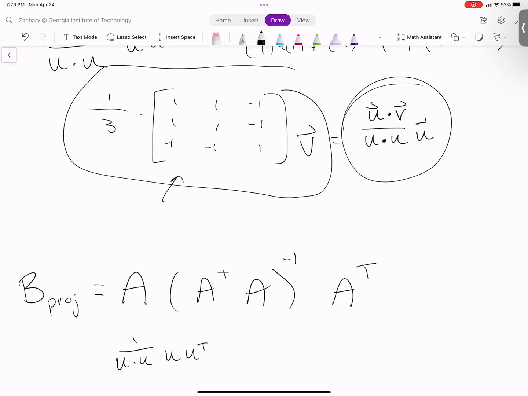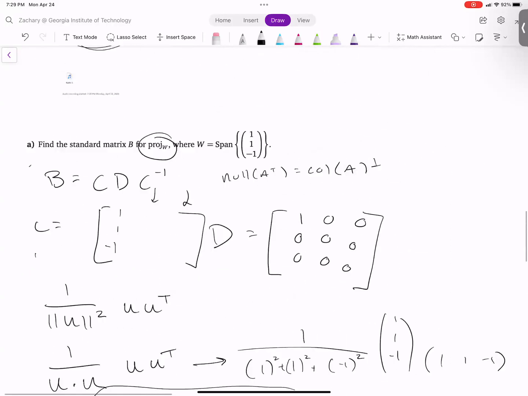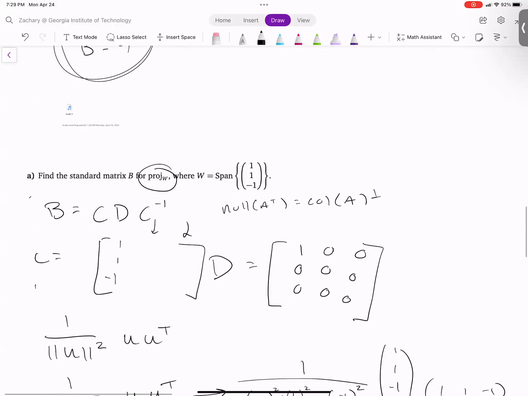It'll be very clearly stated. Like this one states, projection on a W such that the span is this single line. So we're projecting onto a line. Any projection onto a one-dimensional space is that.